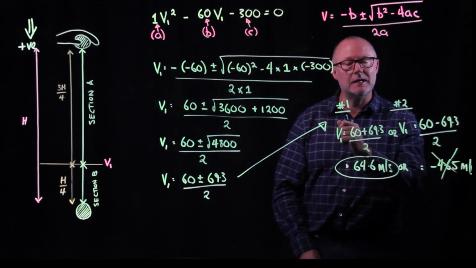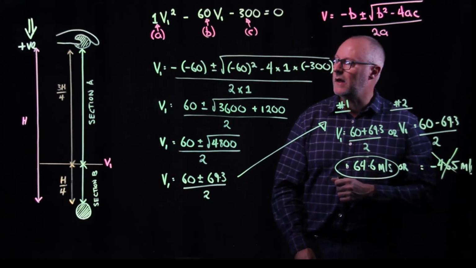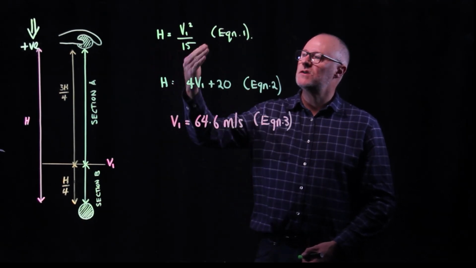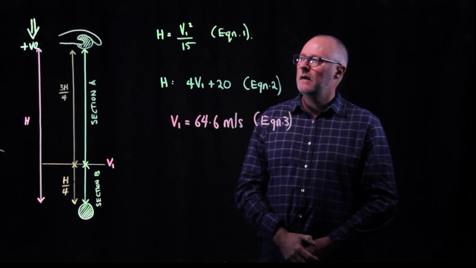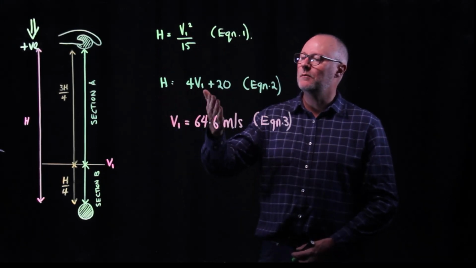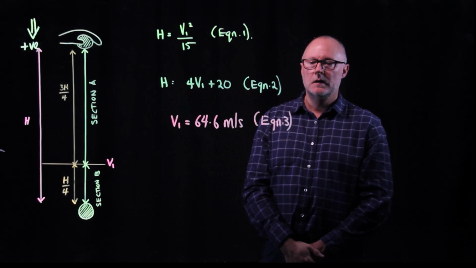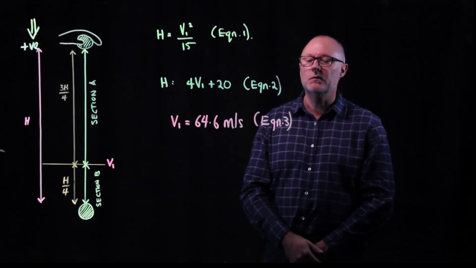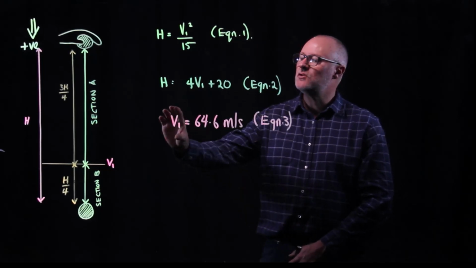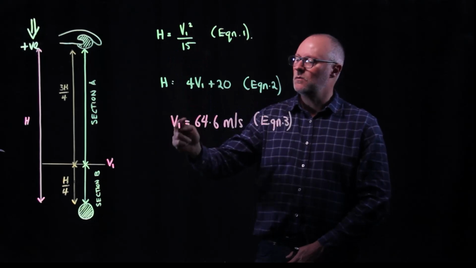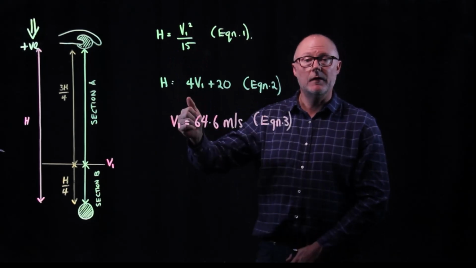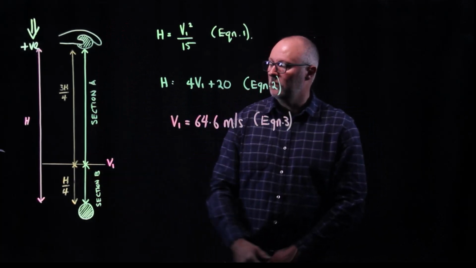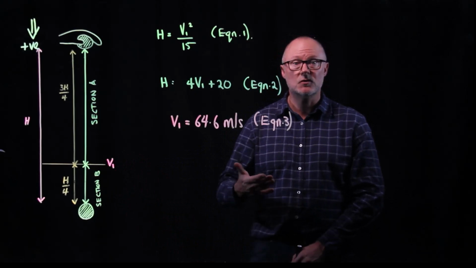Let's now substitute that back into our earlier equation, equation 1, to find out what h is equal to. Earlier in this video we discovered that h equals v1 squared over 15, equation 1, and we also discovered that h was equal to 4v1 plus 20, equation 2. Just a minute ago we also found that v1 was equal to 64.6 meters per second, and we're going to call that equation 3. Now we can substitute that value for v1 into equation 1 or into equation 2 to find the final answer of what height this ball has fallen, such that its final quarter of distance is covered in 1 second. So let's solve that now.